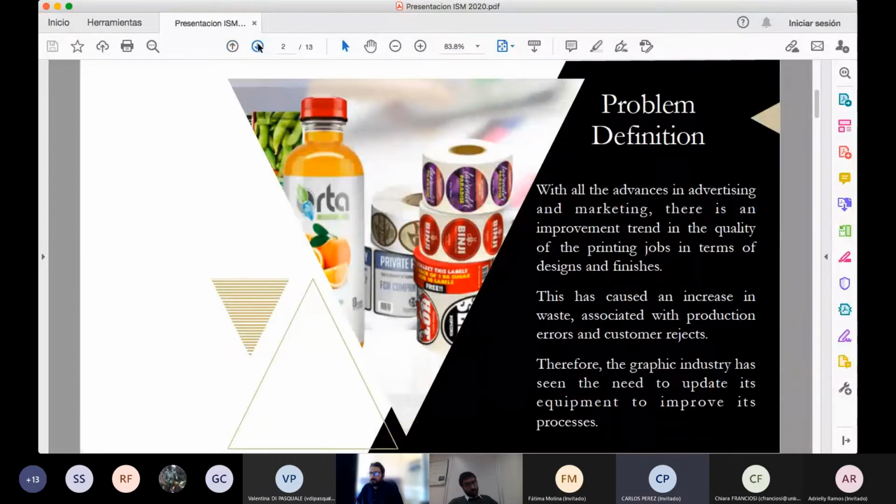First of all, I want to talk about the problem that exists in the graphic industry, because the most recent advances in advertising and marketing have created a need for higher quality printing jobs in regards to design and finish. It's important to say that, in consequence, there is a decrease in the volume of printing jobs in terms of linear meters per job, but also an increase in the diversity of jobs.